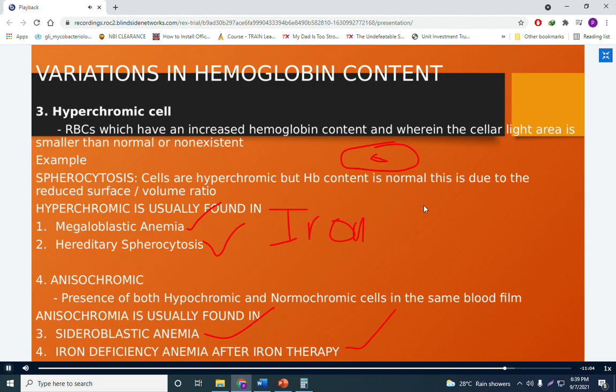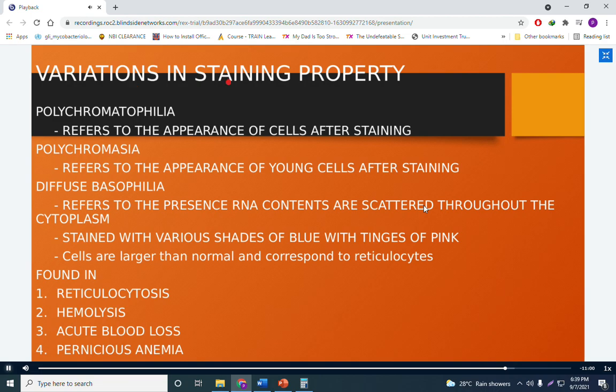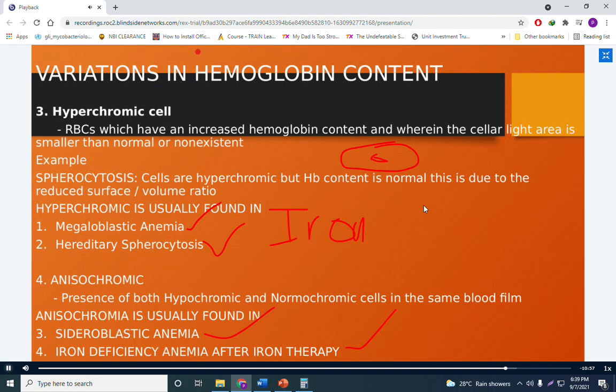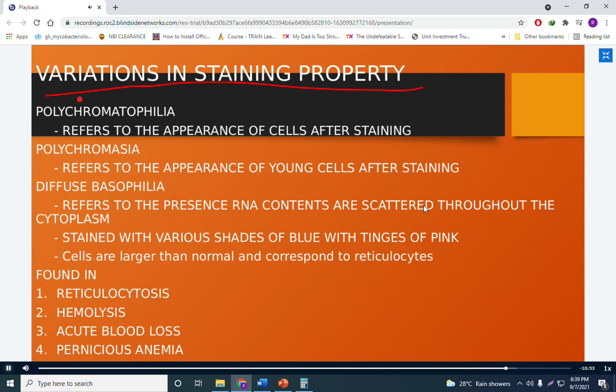Okay, you have your ferrous sulfate. Next, let's go to your variations in staining property. So kanina class, variations in hemoglobin content, ha? This time sa staining property naman.